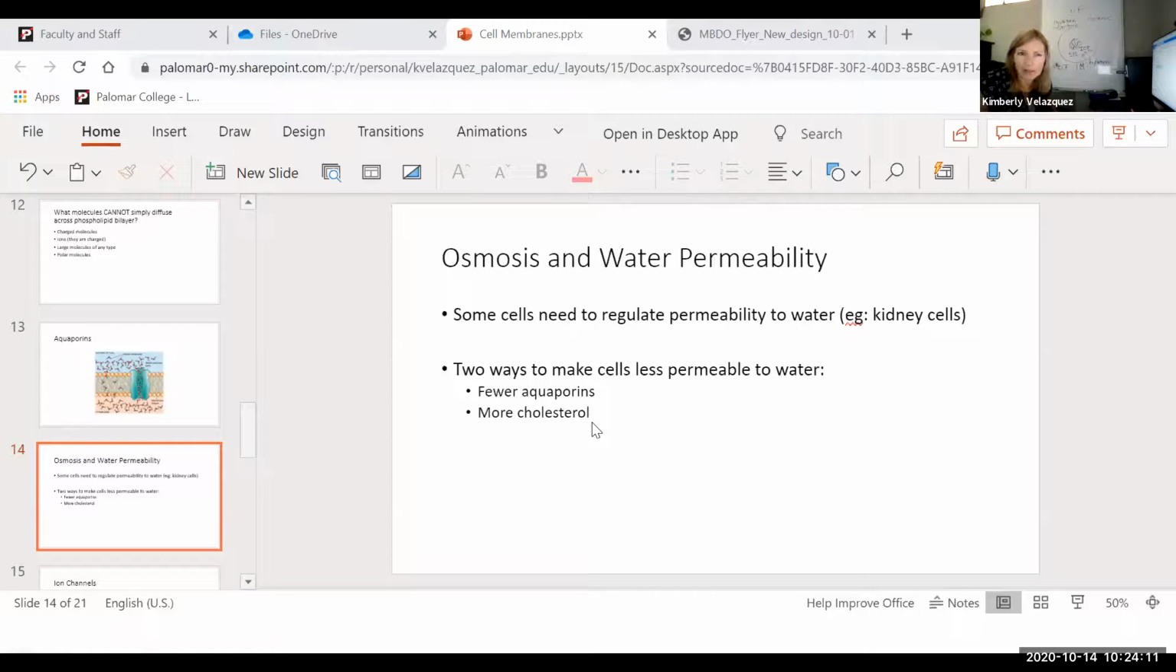So again, aquaporins, that's just the name for those channel proteins that carry water in and out of the cell. A little bit of water can leak across, but it really mostly goes through those aquaporins.